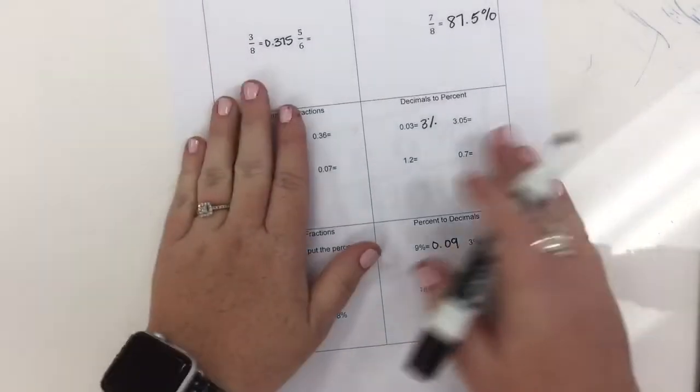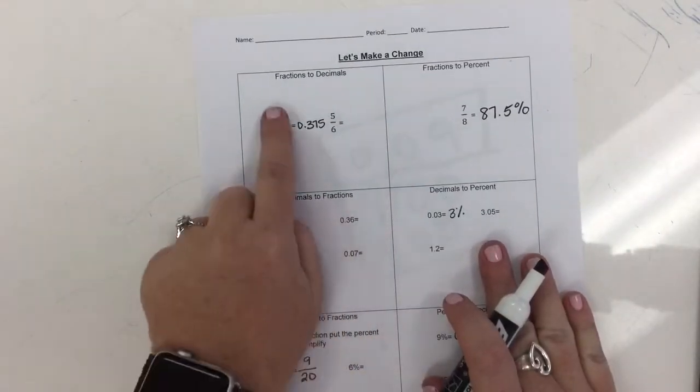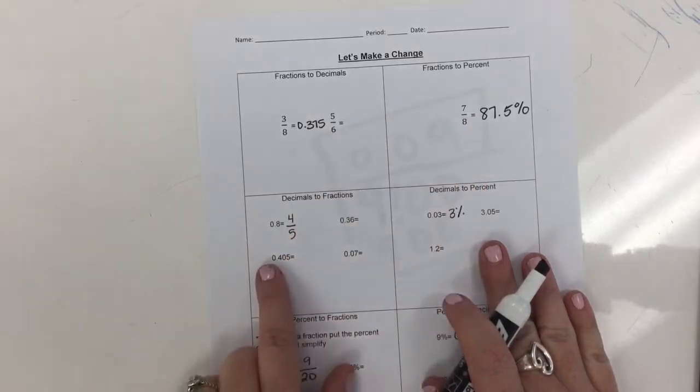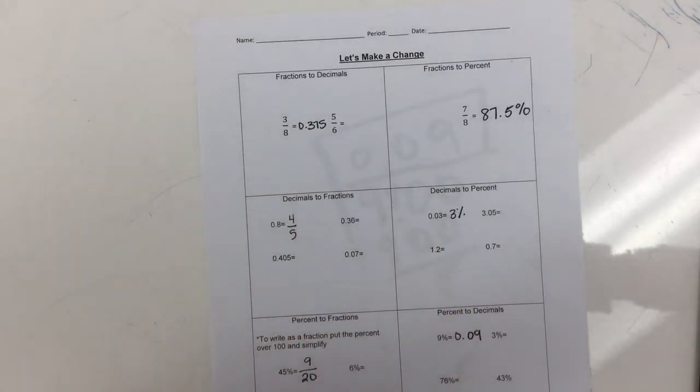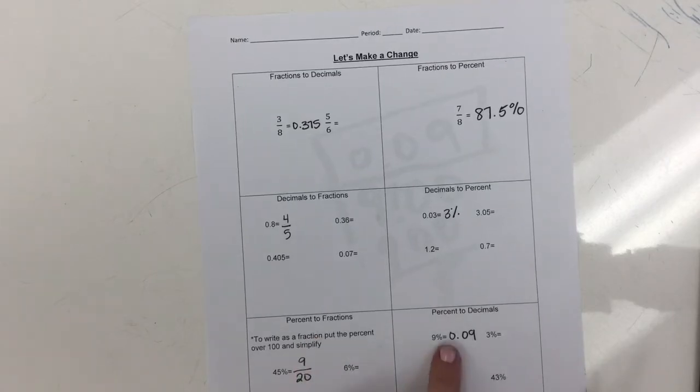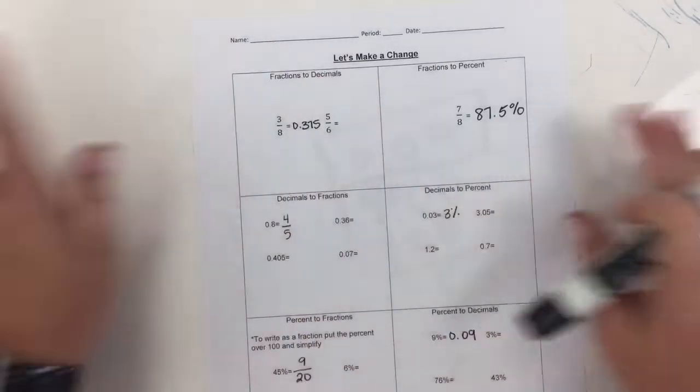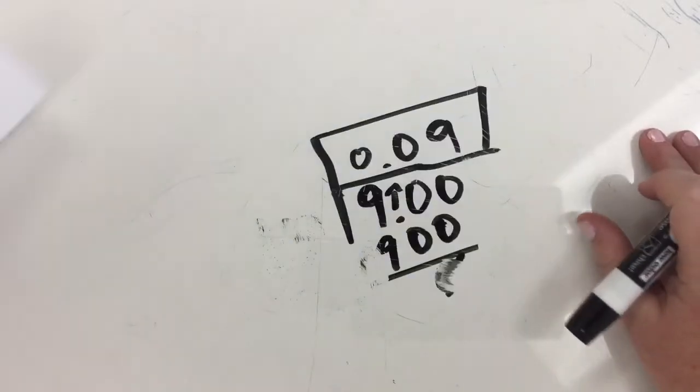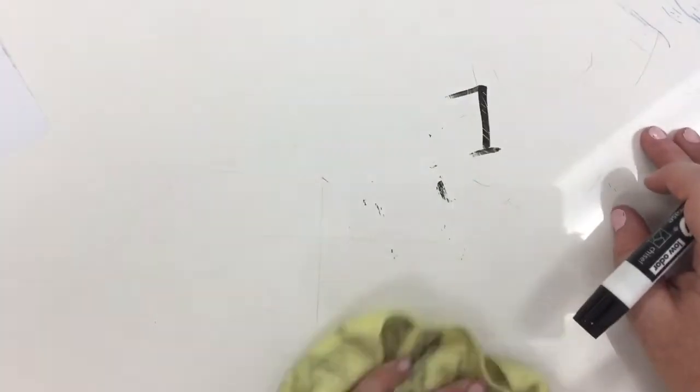Okay, so there is an example of each one of these. So you have fraction to decimal, fraction to percent, decimal to fraction, decimal to percent. We have percent to fraction and percent to decimals here. So I gave you an example of each one of those. Please save this video if you have some questions about this, and we'll make sure that those questions get answered.